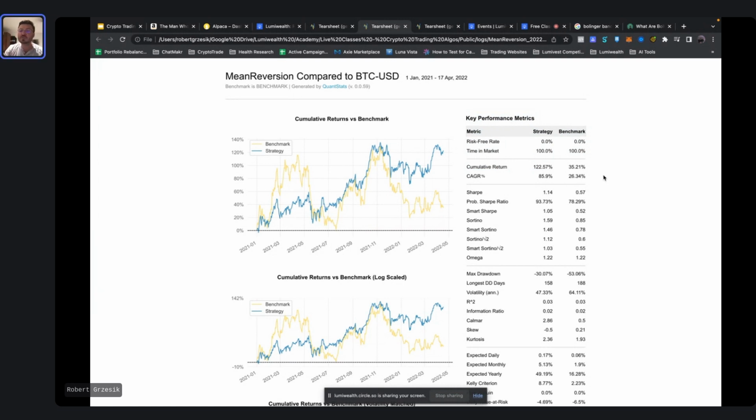But not only that, we're also taking on a lot less risk, right? So the max drawdown in this case for Bitcoin was 53%. Our max drawdown was only 30%. Bitcoin's volatility was 64%. Our volatility is only 47%. So we're taking on less risk and getting higher returns while we're at it. So pretty damn good strategy if you ask me, right?